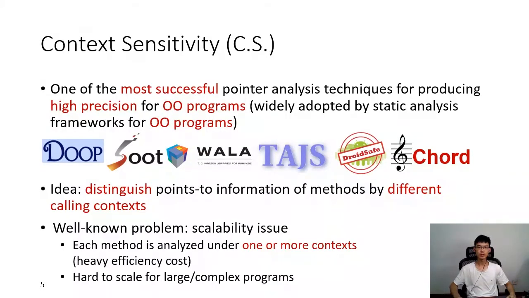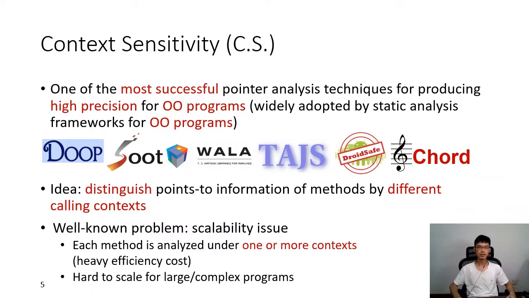It has been demonstrated that context sensitivity, CS for short, is one of the most successful pointer analysis techniques for producing high precision for all programs, and it has been widely adopted by many static analysis frameworks for all programs. The idea of context sensitivity is to distinguish points-to information of the methods by their different calling contexts.